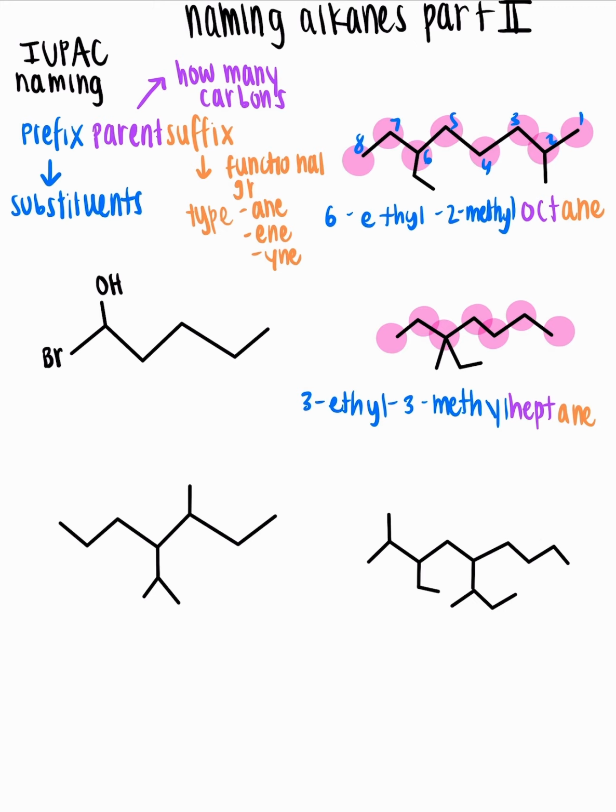Now let's go to the next one. How are we going to know? So you can do 1, 2, 3, 4, 5, 6, 7, 8, 9. You can do 1, 2, 3, 4, 5, 6, 7, 8, 9. You can do 1, 2, 3, 4, 5, 6, 7, 8. So that's not going to work.